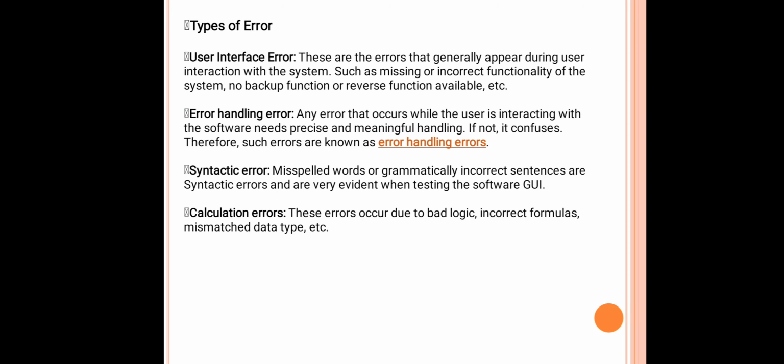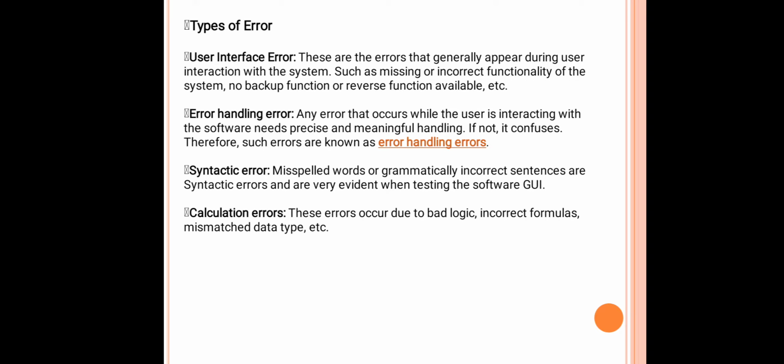Now we will see which are the types of errors. The first one is the user interface error. These are errors that generally appear during user interaction with the system. When we use any system, the user interacts with that system, and some errors occur. If there is a functionality of the system with no backup for the function and no reverse function is available, then that is a user interface error.